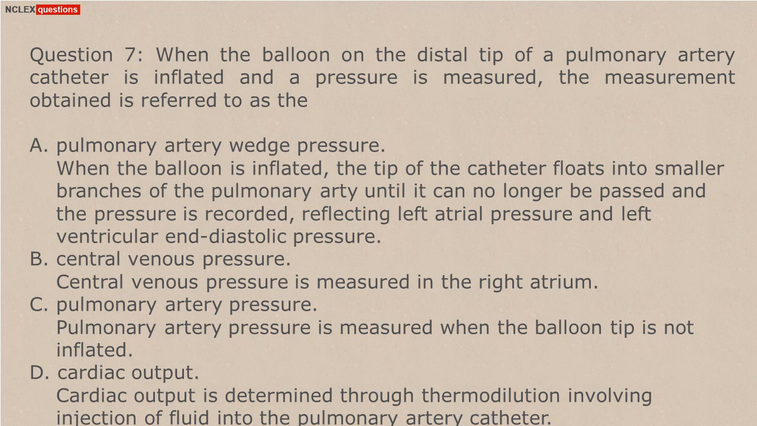B. Central venous pressure. Central venous pressure is measured in the right atrium. C. Pulmonary artery pressure. Pulmonary artery pressure is measured when the balloon tip is not inflated. D. Cardiac output. Cardiac output is determined through thermodilution involving injection of fluid into the pulmonary artery catheter.